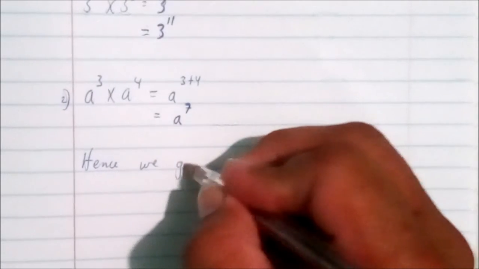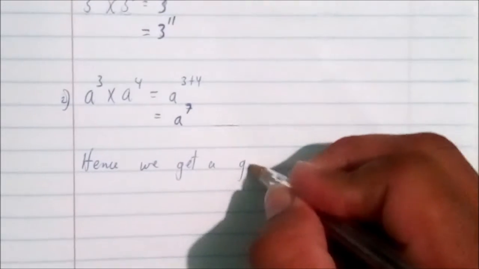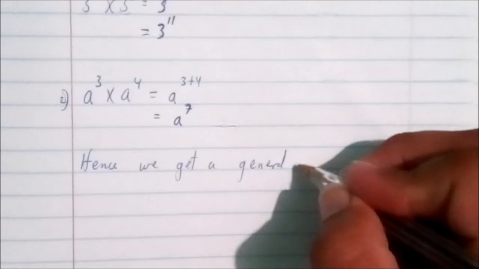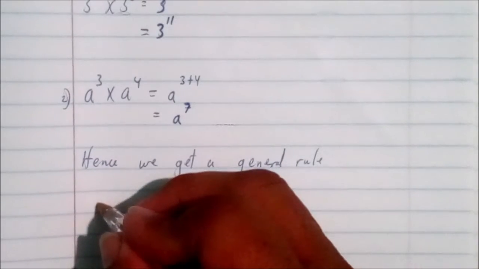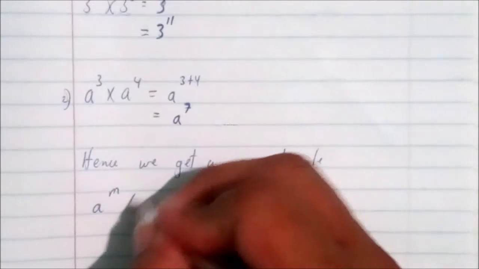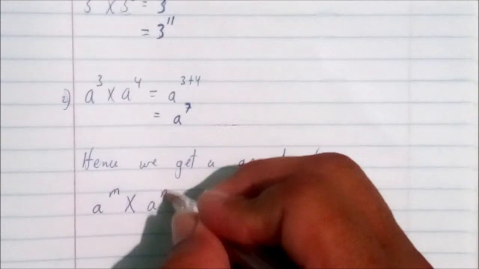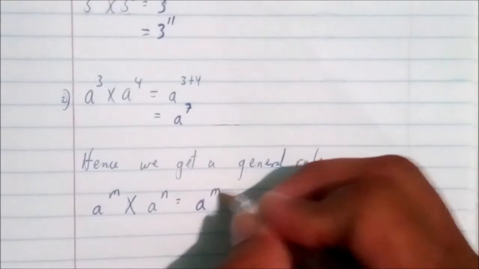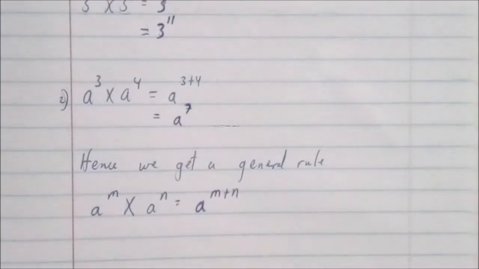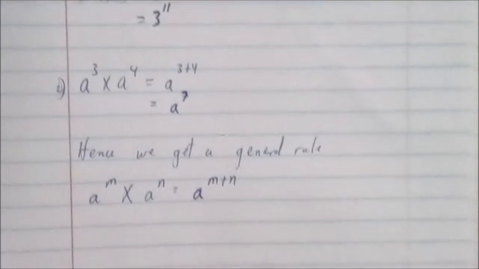Hence we get a general rule that states: a base to a power times that base to a different power, we keep the base, that's the base here, and we simply add their powers. That's the general rule for multiplication of indices. So when multiplying quantities with the same base, we add their indices. So let me write that down as the rule.